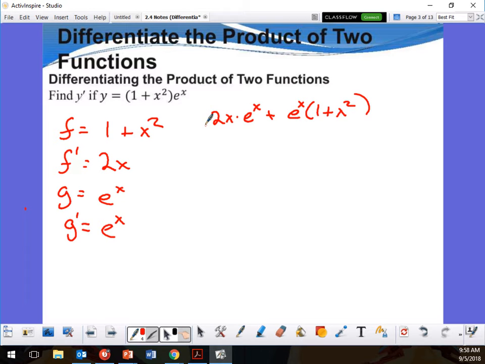And so now from here, I really can't do much, just put it together, because I could distribute this or I could factor out. What could I factor out? I could factor out an e to the x. So if I take out an e to the x, I'm left with 2x plus 1 plus x squared. So you could rearrange this as needed.